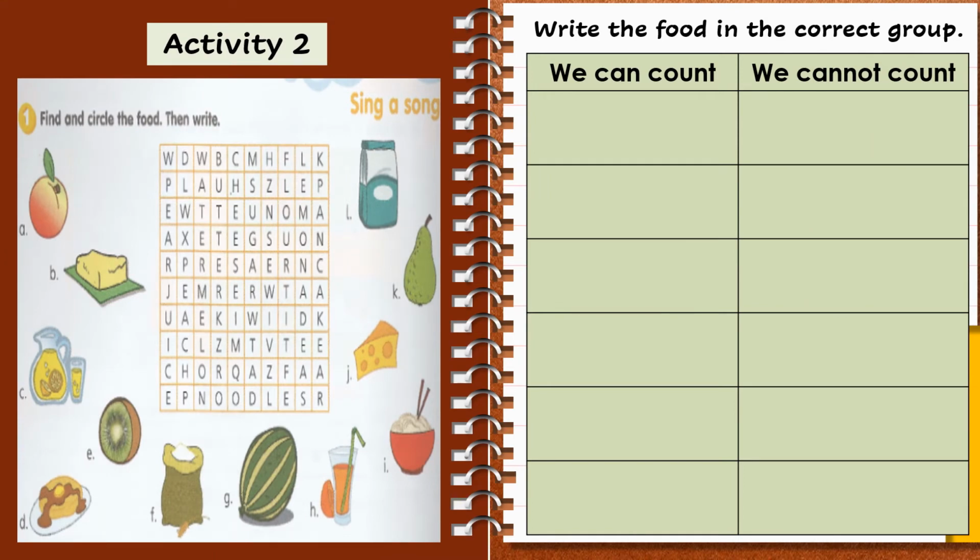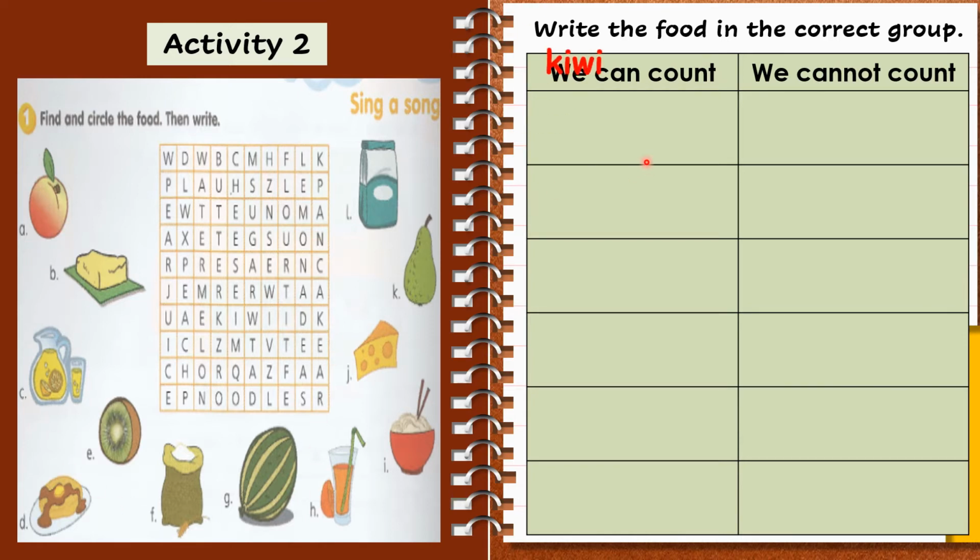Now, let's move on to activity 2. So you need to write the food in the correct group. So in your first activity, you need to find the name of the food, such as noodles. So noodles, you circle the word. Now, it is time for you to put all the food into the correct group. The first group is we can count, meaning that this is for countable nouns. We cannot count means for uncountable nouns. So, you put the name of the food into the correct group.